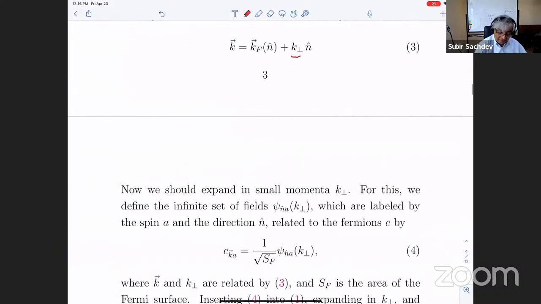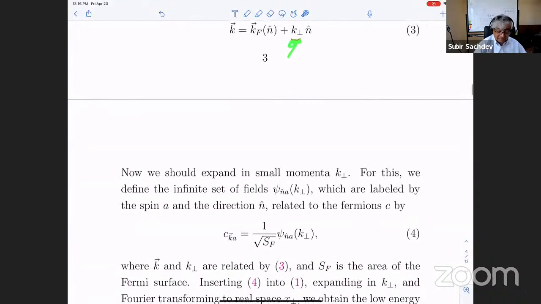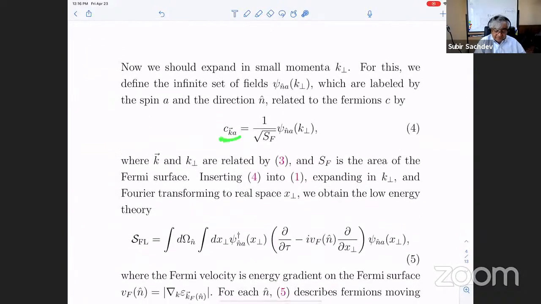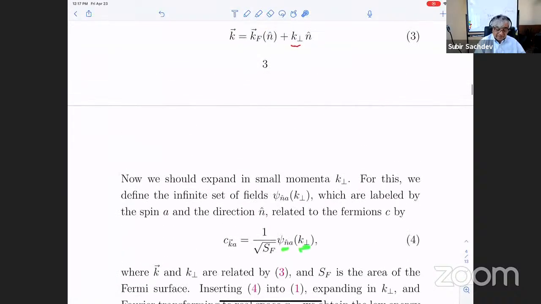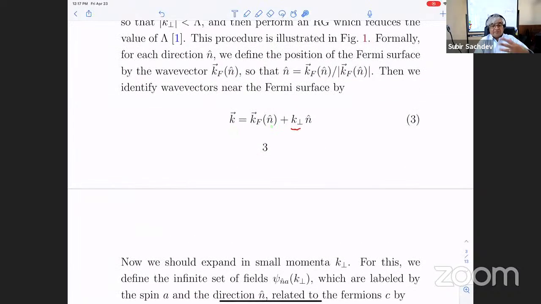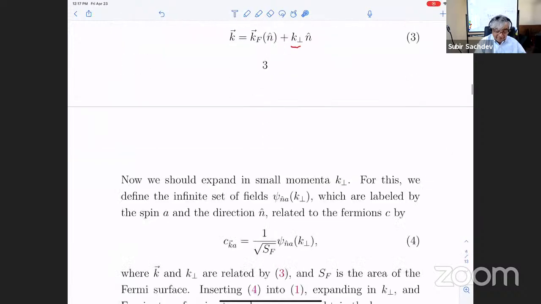Now we assume that this k perp is small. Since we're near the Fermi surface, we don't care about points away. And so we're going to write our electron at momentum k as a field which is labeled by points on the Fermi surface. And the momentum is just measured by the value of k perp. So once I give you the value of n hat and k perp, I know what k is. And kF of n hat is a known function because I know the shape of the Fermi surface.